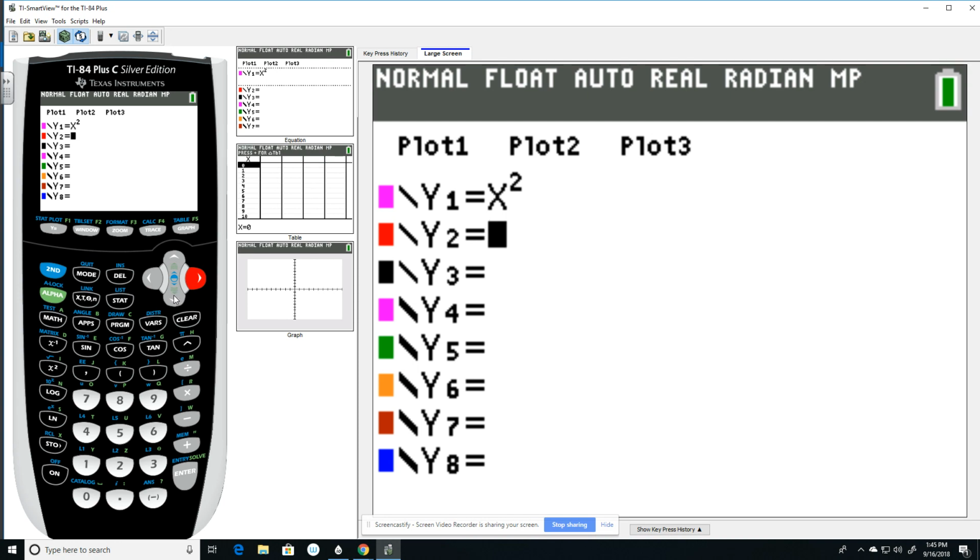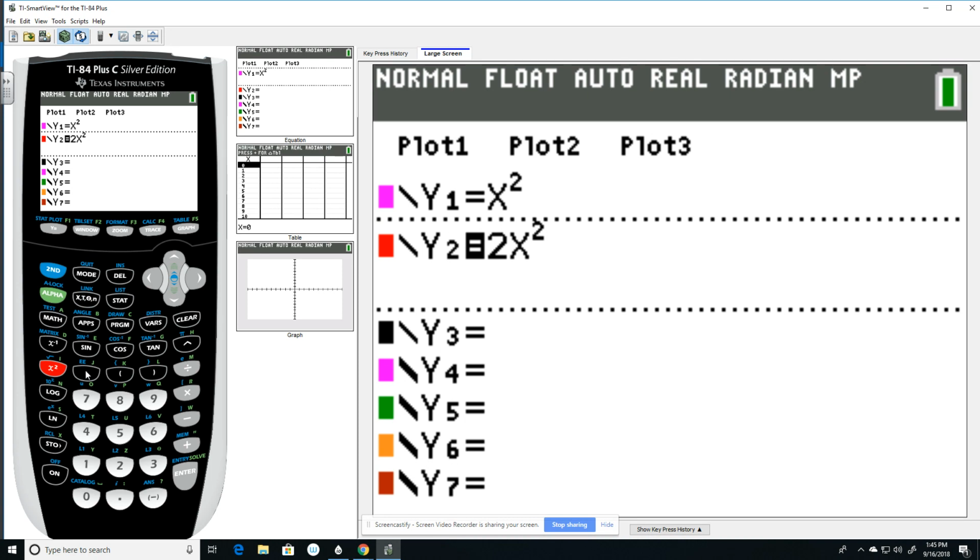And all I do is I type in the rest of the function. So my function was 2, so I hit 2, and then x squared. In order to get x, I'm going to push this button right here, the X,T,theta,n button. I'm going to push that button to get me an x. So 2x, and then I need to square it.